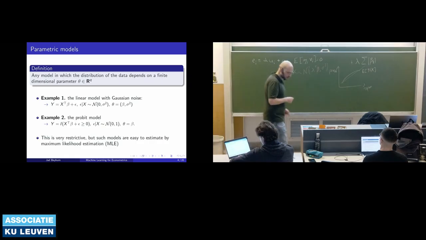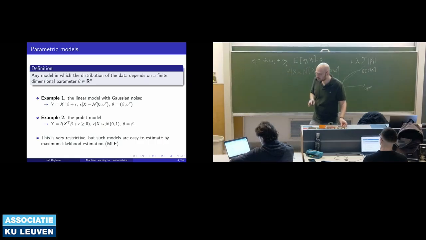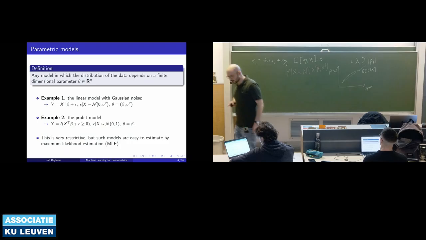And these models are not very flexible, which is a problem. They are very easy to estimate because you just need to estimate a parameter. And you can do that by maximum likelihood.